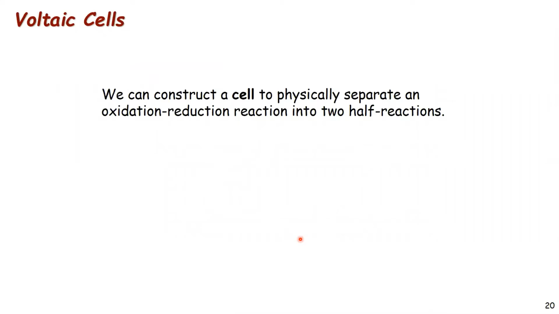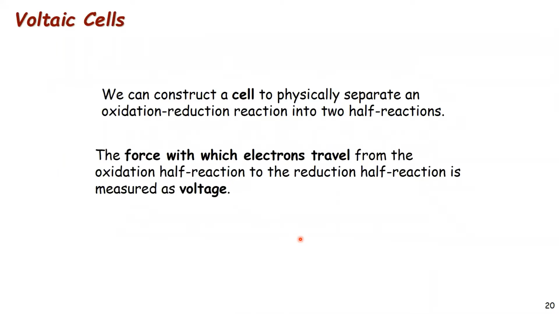So we can construct a cell to physically separate the oxidation and reduction reaction into the two half reactions. The force with which the electrons travel from the oxidation half reaction to the reduction half reaction is what we call the voltage. So voltage and potential mean the same thing.